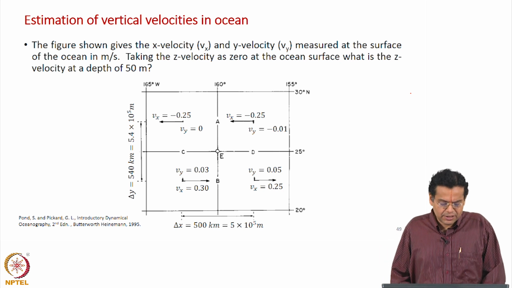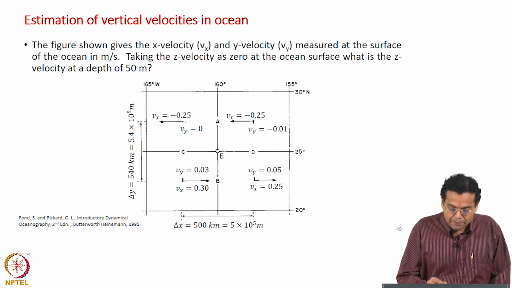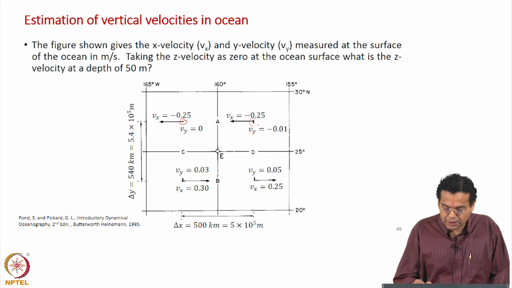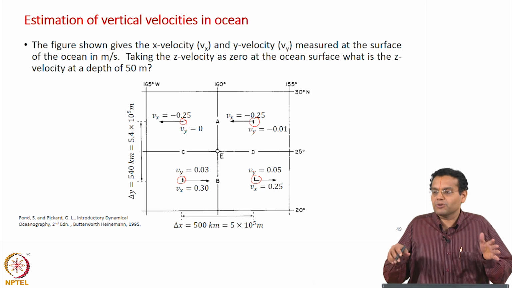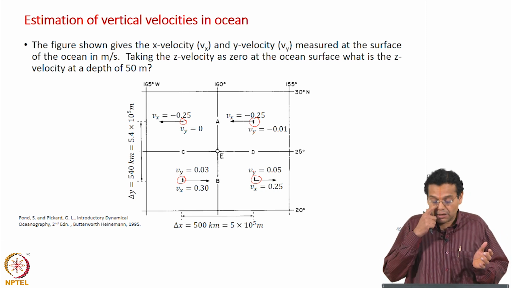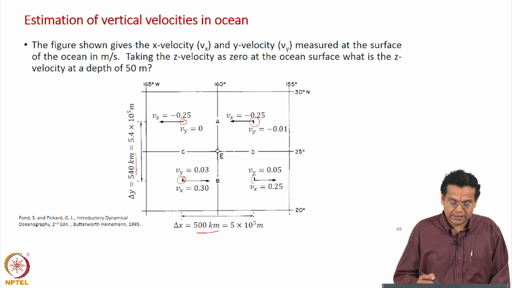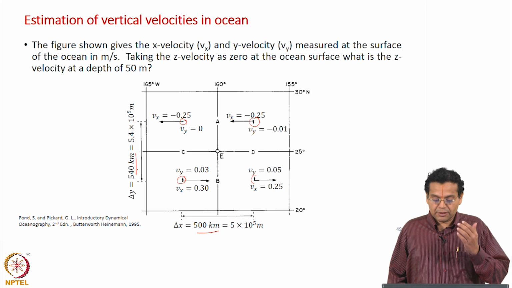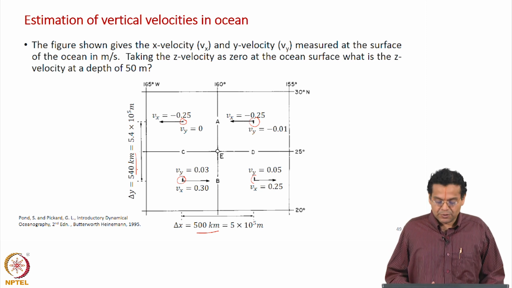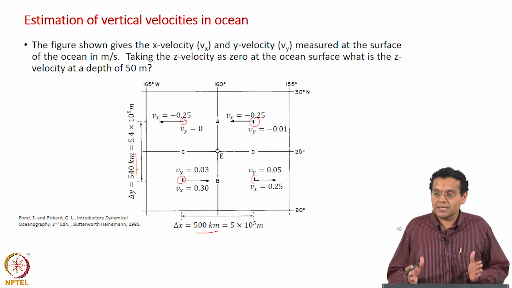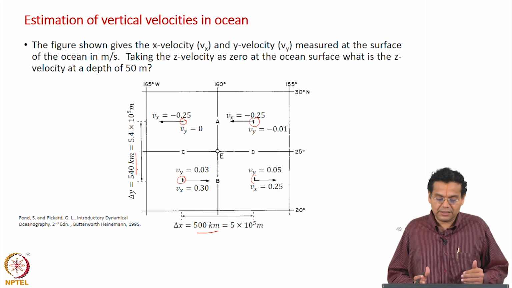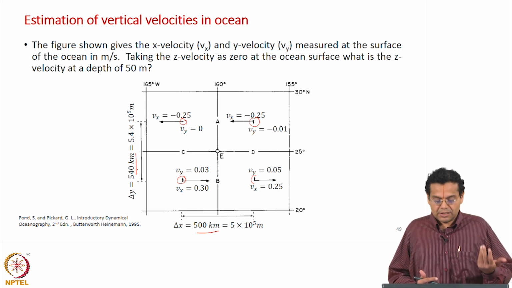First, what is shown here are measurement points. There is one measurement point here, another here, another here, and another here, something like taking a region of ocean and dividing it into 4 zones. But of course, we are in the ocean. So, look at the distances, they are of the order of hundreds of kilometers. The x distance between the measuring points is 500 kilometers, the y distance is 540 kilometers.